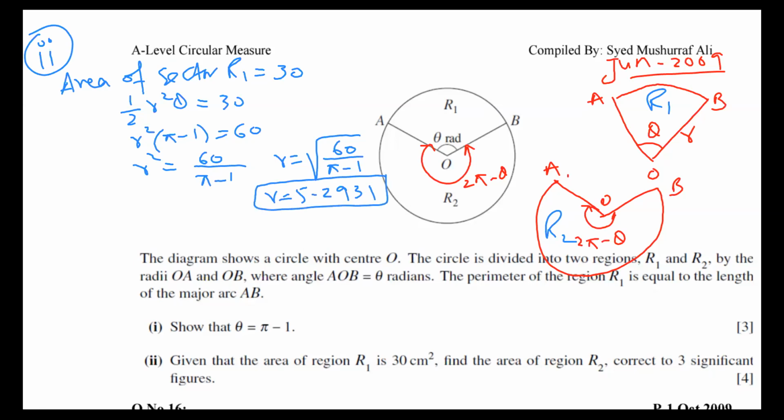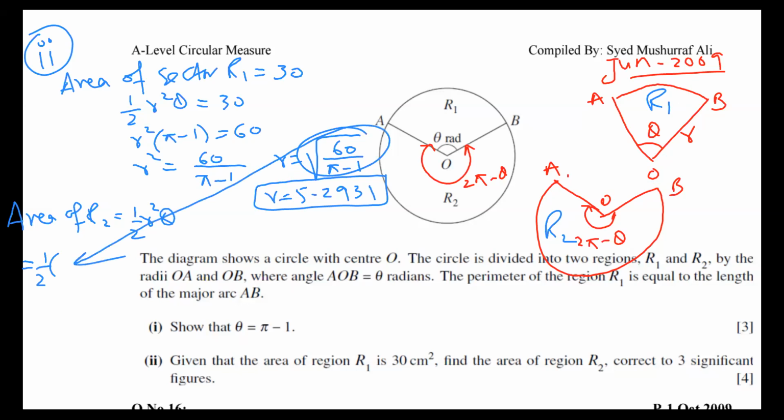So what is my target? To find the area of R2, this region. And make sure the theta angle changes. Not theta, we have 2 pi minus theta. So now I'm talking about the area of R2. Formula is half R squared theta. For your knowledge, R squared is this. Why, sir? Because for minor or major, R remains the same. So either use this value in the place of R or use this value, no problem at all. But I use the root one, 60 over pi minus 1, and whole squared.